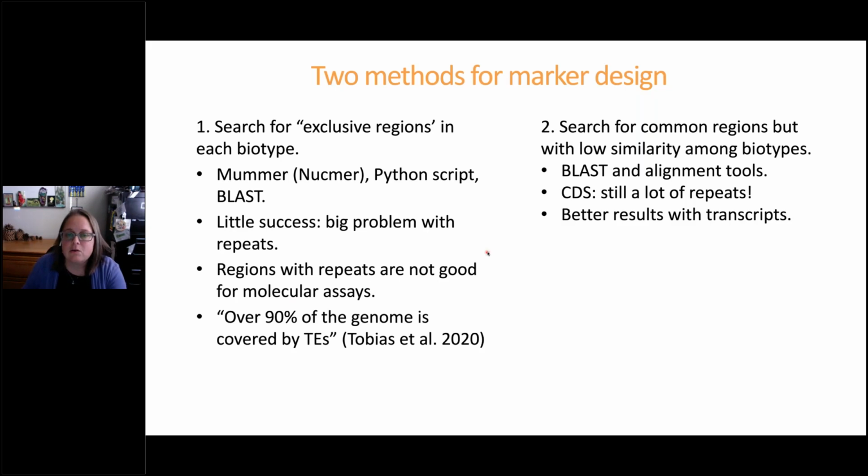And so the second strategy that Jorge's really been working on is searching for common regions across the 4 different genomes, but that have low similarity across them. And this appears to be a better way to develop these tools.